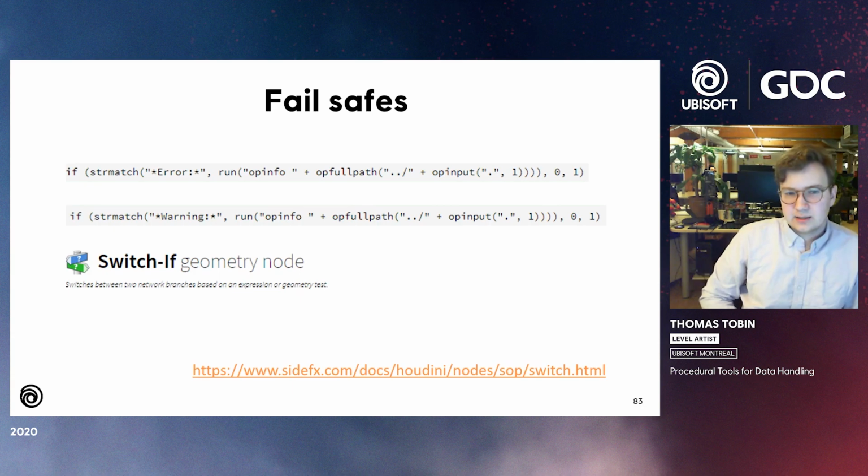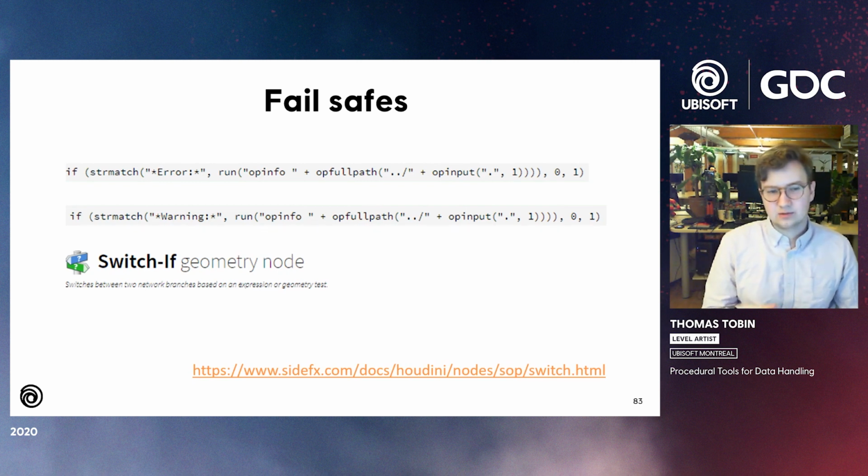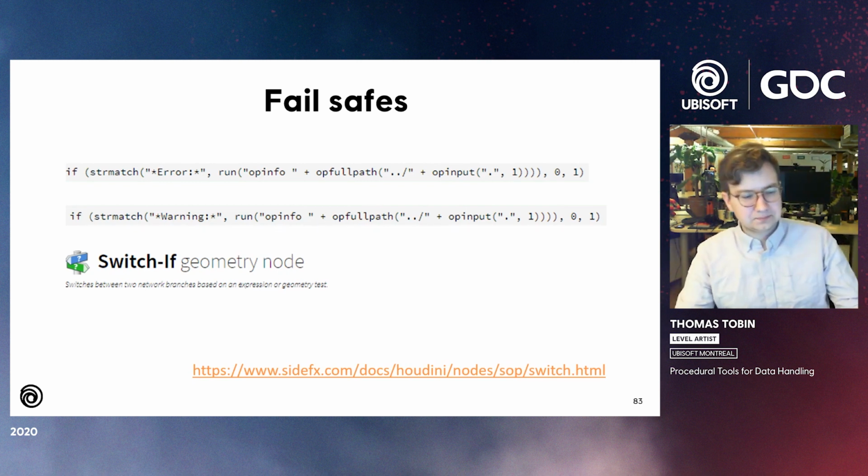Now in Houdini 18, you actually have the Switch If geometry node. And this is super useful because instead of using a switch, now you can just have your actual if checks or any type of expression checks inside of a single node, and it can choose which way to go.